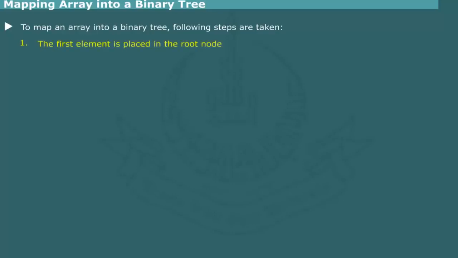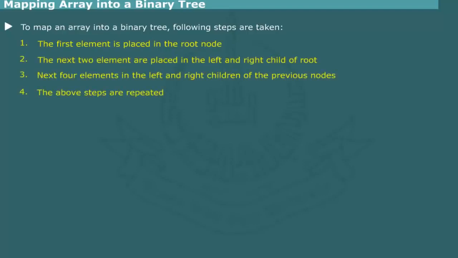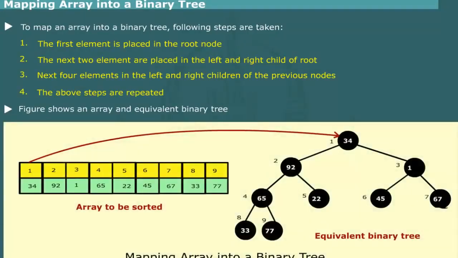Transforming an array into a tree structure is a relatively simple matter. Using array elements, the binary tree is constructed in top to bottom and left to right order. Thus, the first element is placed at the root. The next two elements are placed as the left and right child nodes, and so on. The figure shows an example of an array and its corresponding binary tree. The numbers next to nodes indicate the tree order and corresponding indexes in the array.